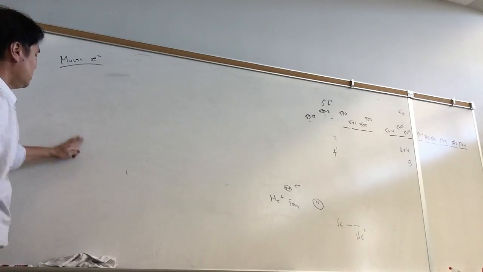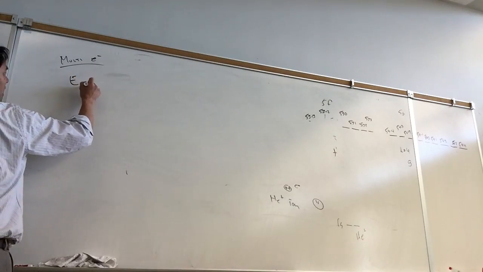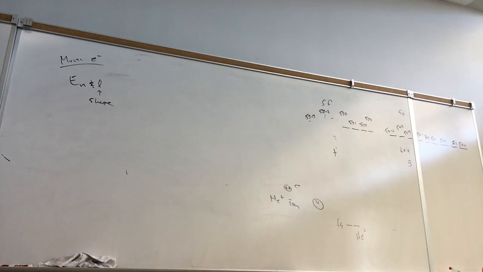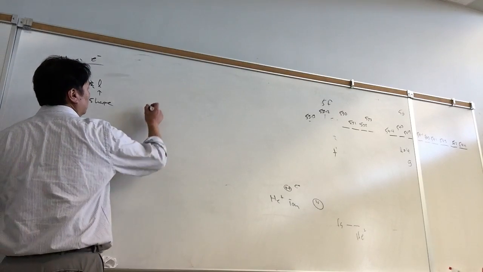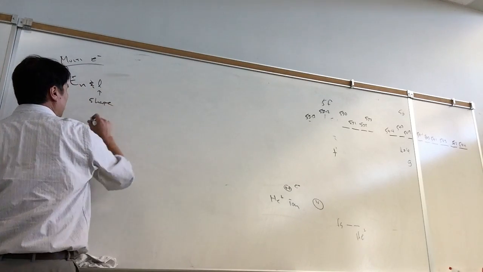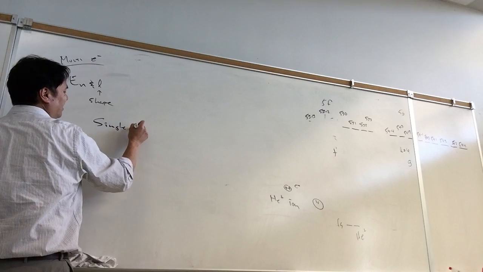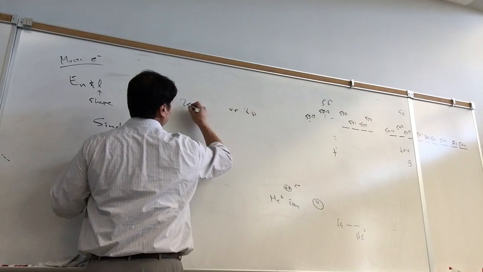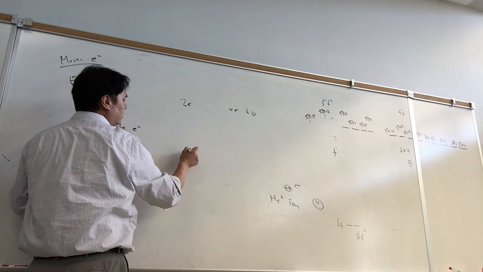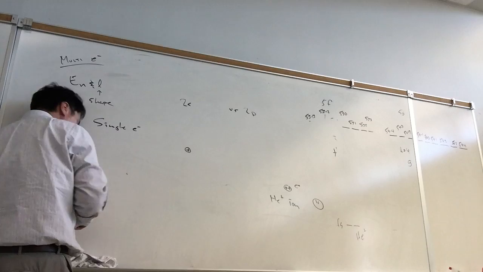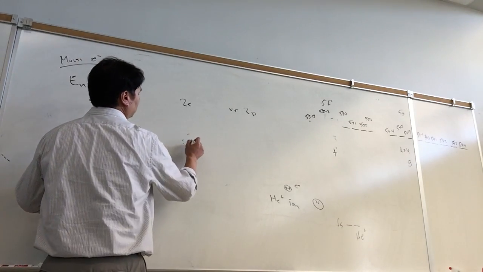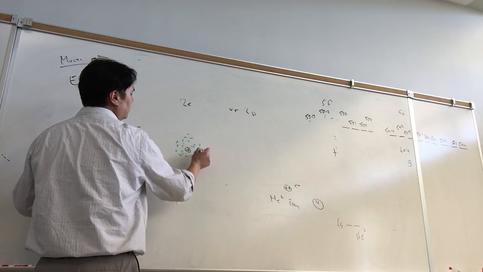For multi-electron species, the energy depends on N and L, the shape. Okay, let's compare 2 orbitals. For a single electron, let's look at a 2s orbital versus a 2p orbital. A 2s orbital for a single electron, let's look at a hydrogen atom. This looks different than a 2p orbital.